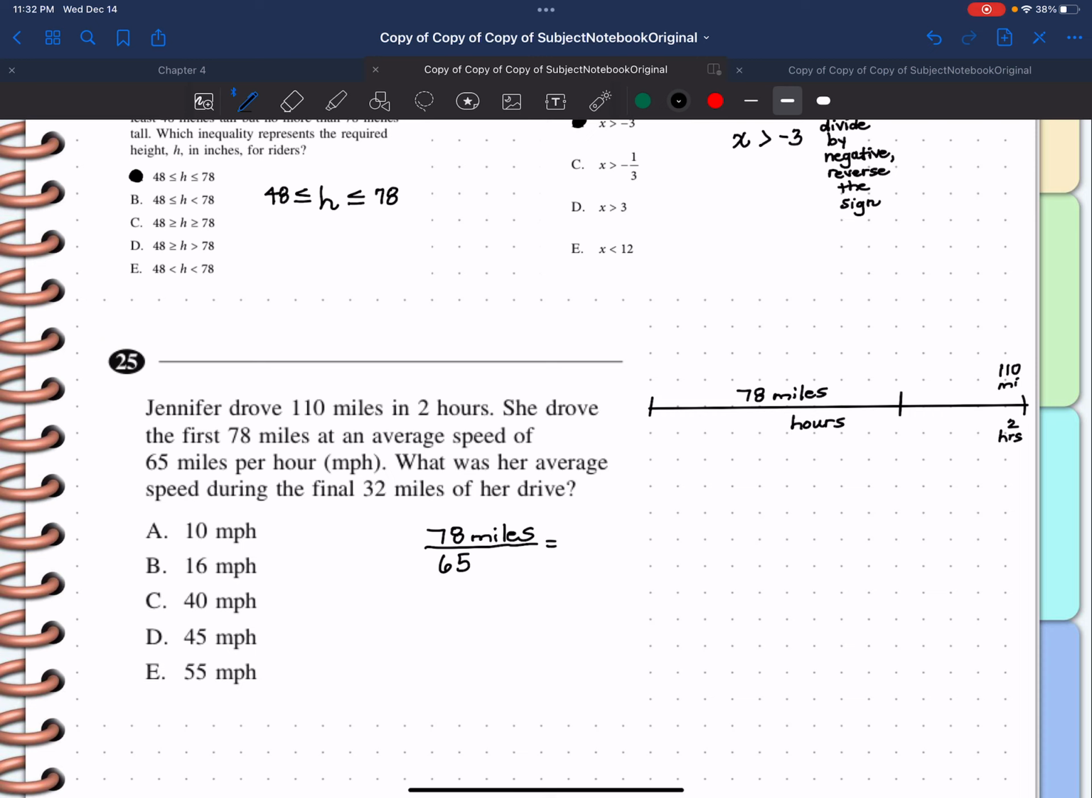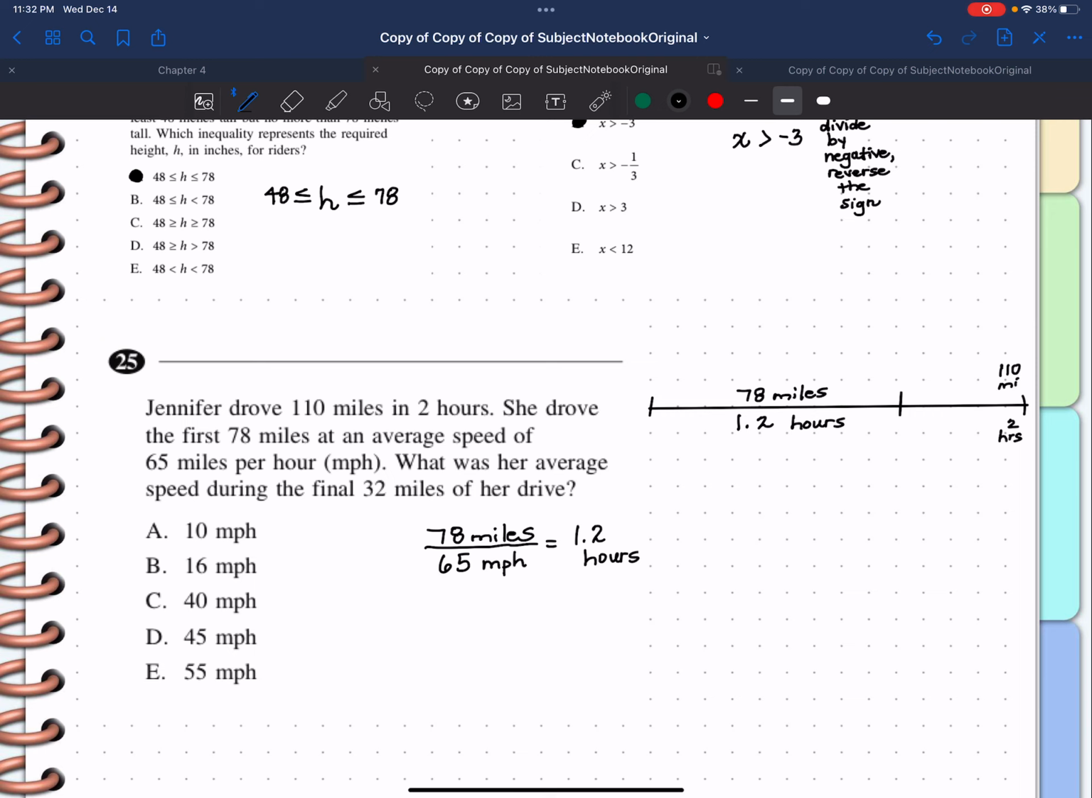That is going to be 1.2 hours. So 1 hour and then 2/10 of another hour. So this much of her trip took 1.2 hours because we know that she was driving 65 miles an hour.